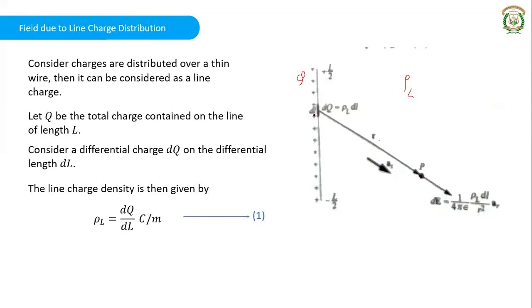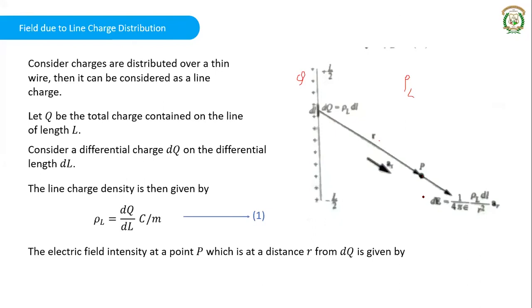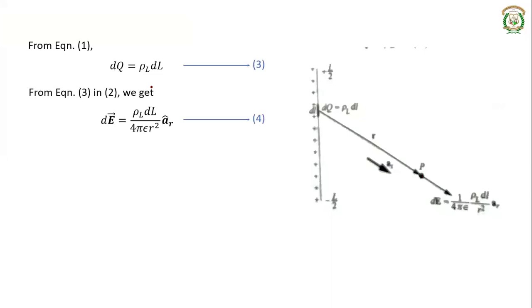Then, considering this dq as a point charge, the differential electric field intensity at the point P, at a distance of r from dq, we can write as dE equal to dq divided by 4 pi epsilon r square into AR cap. It's the same equation. Now this dq you have to express in terms of line charge density, as dq is rho L into dl. Substitute that in place of dq, so you can write rho L into dl. This will give you the electric field intensity due to the differential charge.